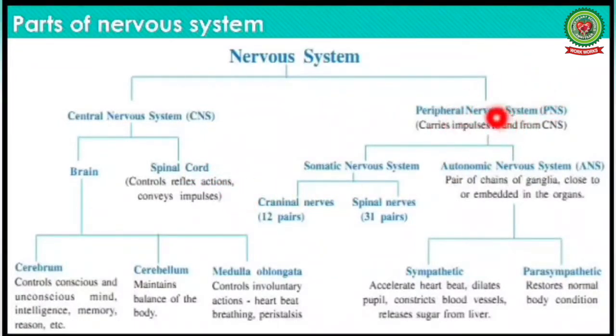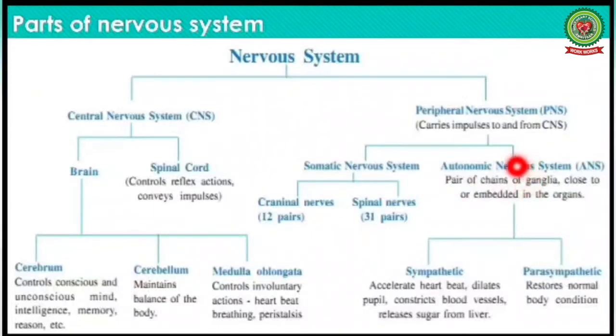Peripheral nervous system. It consists of nerves outside the central nervous system that links the brain and spinal cord to other parts of the body. The cranial nerves, which are 12 pairs, and spinal nerves, which are 31 pairs. The cranial nerve arises from the brain and spinal nerves arises from the spinal cord. The peripheral nervous system exists in two pathways, that is sensory and motor.